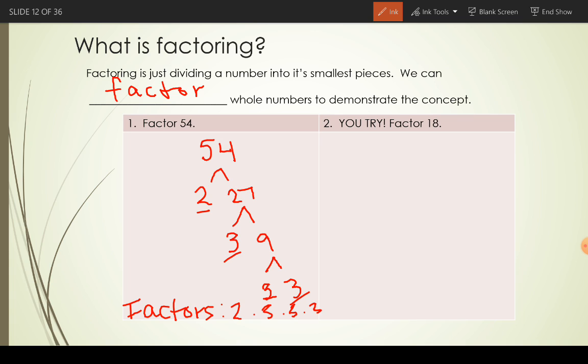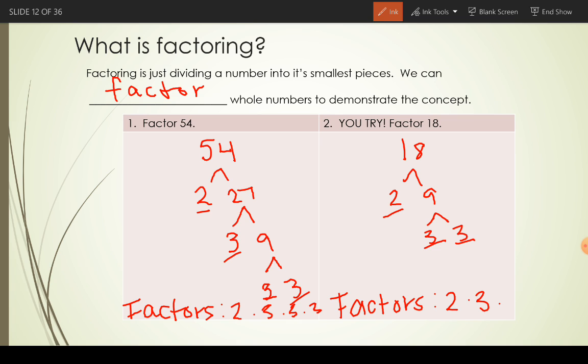Welcome back. So, if we want to break down 18, we can choose 6 and 3 or 2 and 9. I'm going to choose 2 and 9. If you choose other numbers, so if you choose 3 and 6, don't worry, you will still get the same factors at the end. We can break down 9 into 3 and 3. And now we need to write down all of the prime numbers from the tree. So we'll have 2 times 3 times 3. So these are the factors of 18.